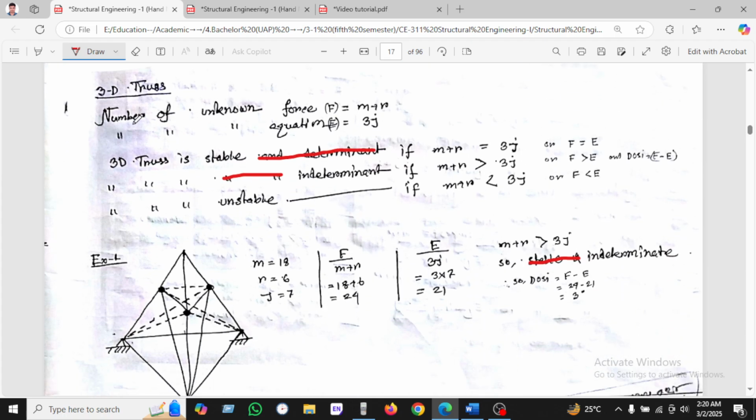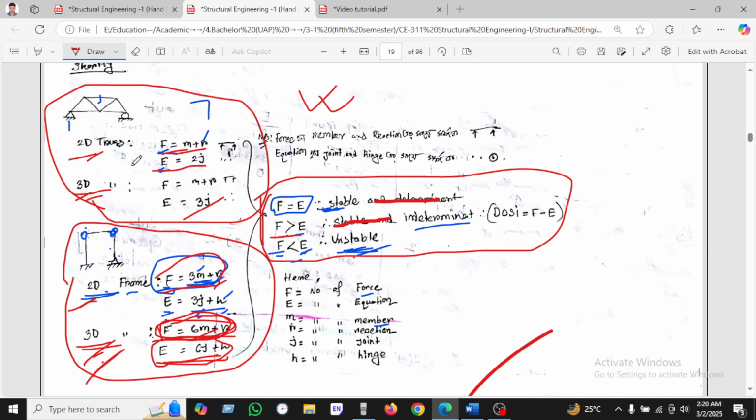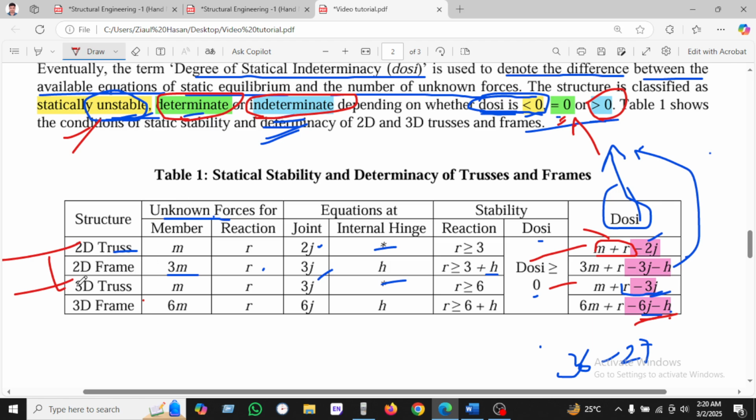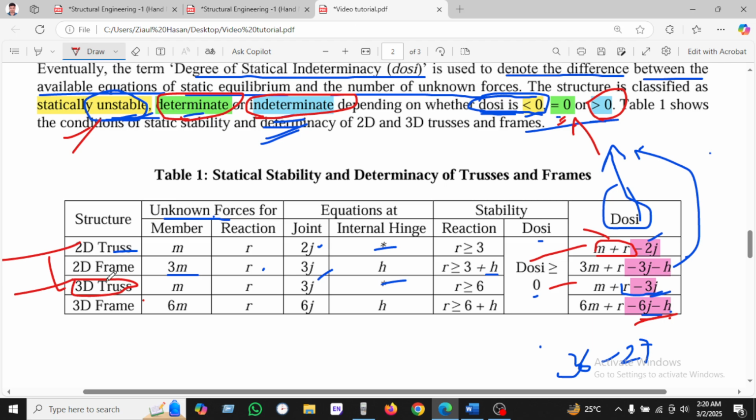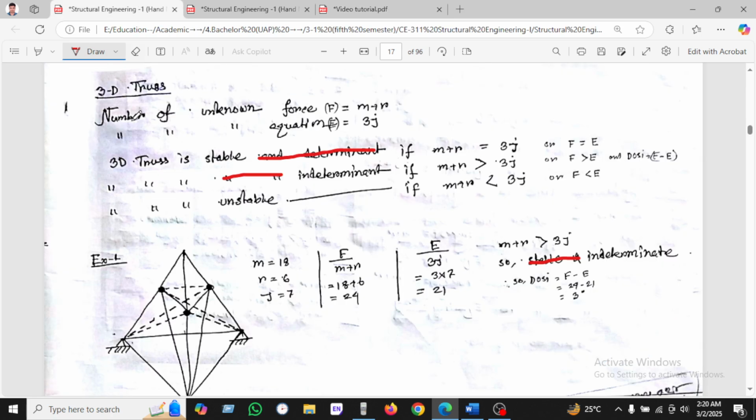Okay, so let's see the 3D truss. At first we completed the 2D frame, then the 3D frame, and now we have completed the 2D truss. Now we are going to see the 3D truss, and this is the formula for the 3D truss.